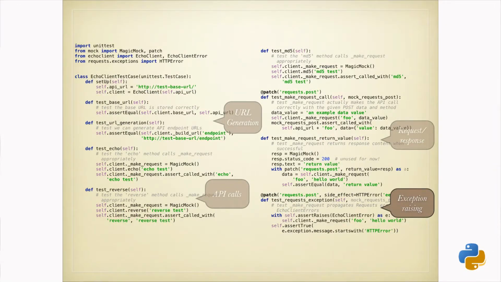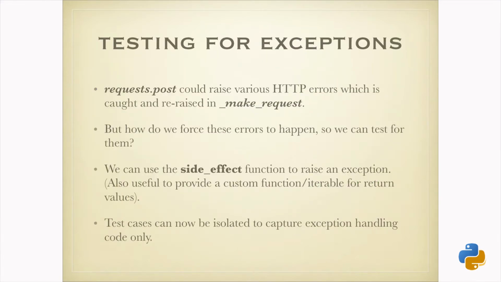Another thing we can test for is exception handling. And how do we do that? Well, in our application code in the make request function, we could actually have an exception occur. So request.post could raise any number of exceptions. And in our make request function, we actually caught that exception and re-raised it with a new message. So how can we actually catch and test for those exceptions?